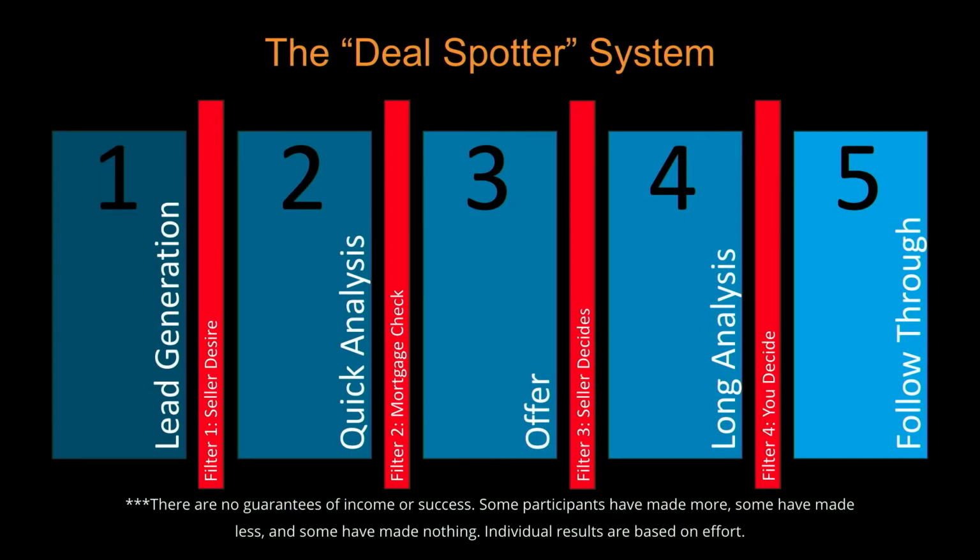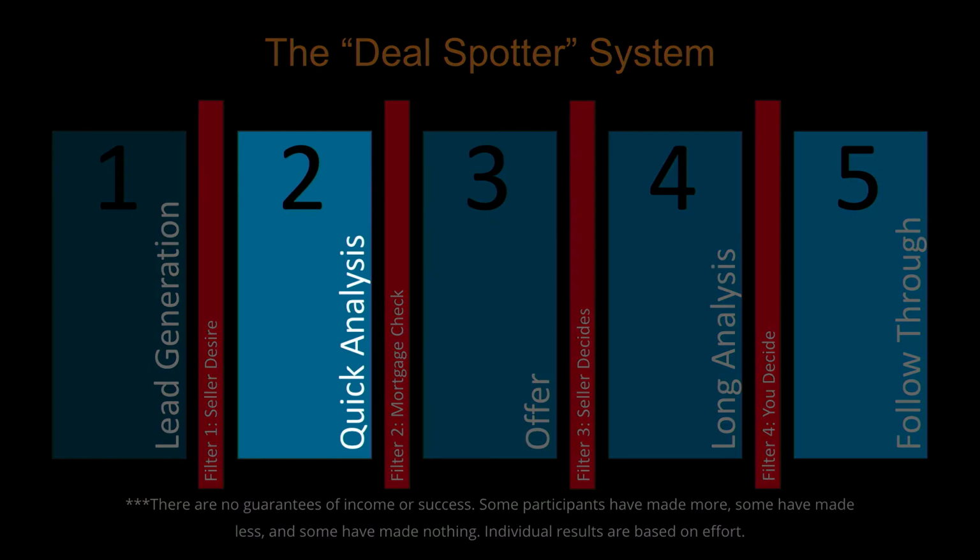We're going after the low-hanging fruit. The deal spotter system is designed to streamline your process and save you time. Don't waste your time chasing after leads where the homeowner has told you out of the gate that they're not interested. So focusing on step 2 of the deal spotter system, we're going to talk about how to analyze those properties that the homeowners have told you they're interested in selling to you. So let's go ahead and dive in.